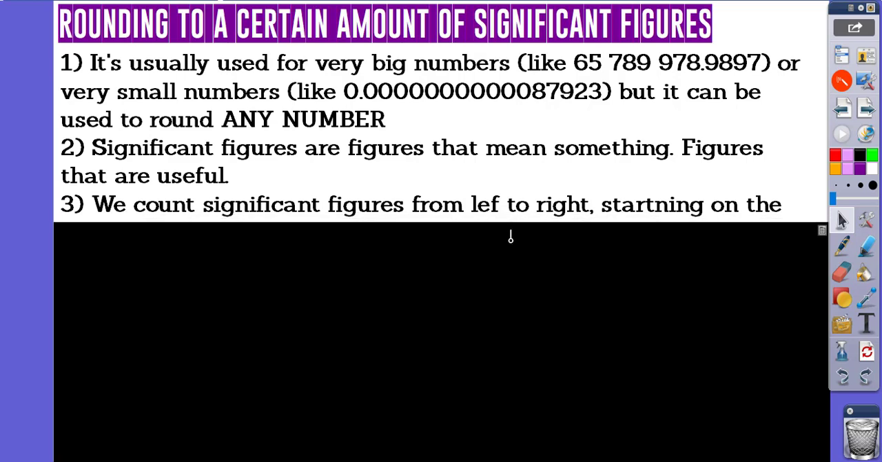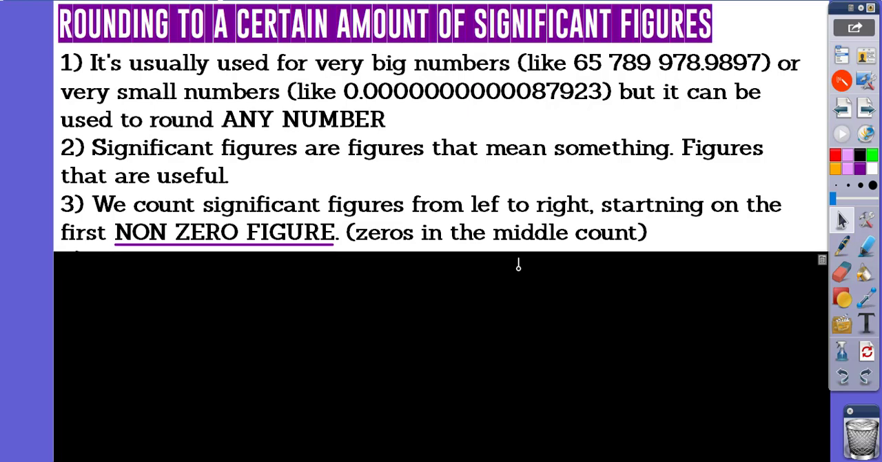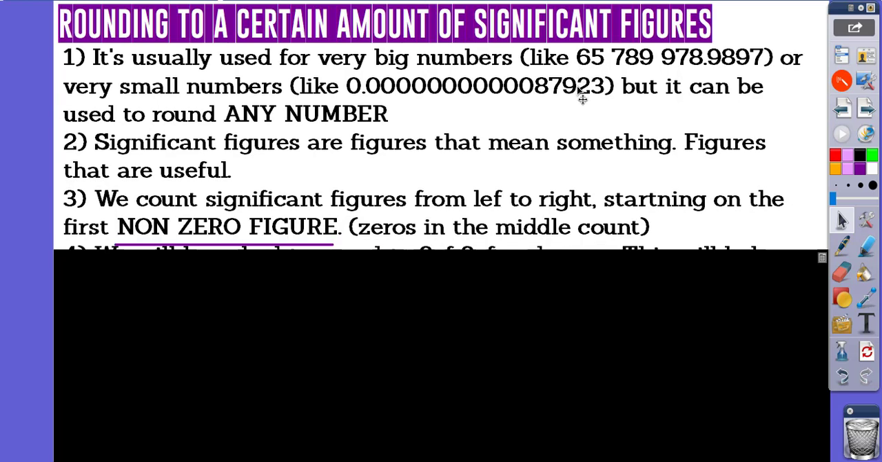We count significant figures from left to right, starting on the first non-zero figure. What does this mean? Look at this. We have 0, 0, 0, 0, 0, 0, 0, 0, 0. All those zeros do not count, and we start counting from the first digit that is not 0, right? Here, in this big, huge number, the first digit that is not 0 is the first digit of the number, right? Because we don't have zeros to the left. So in regular numbers that are not like this, we will start counting from the first digit.